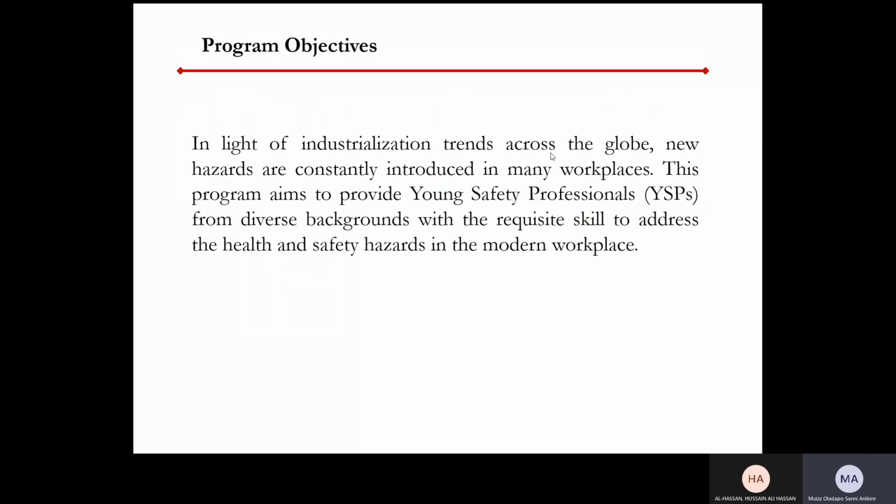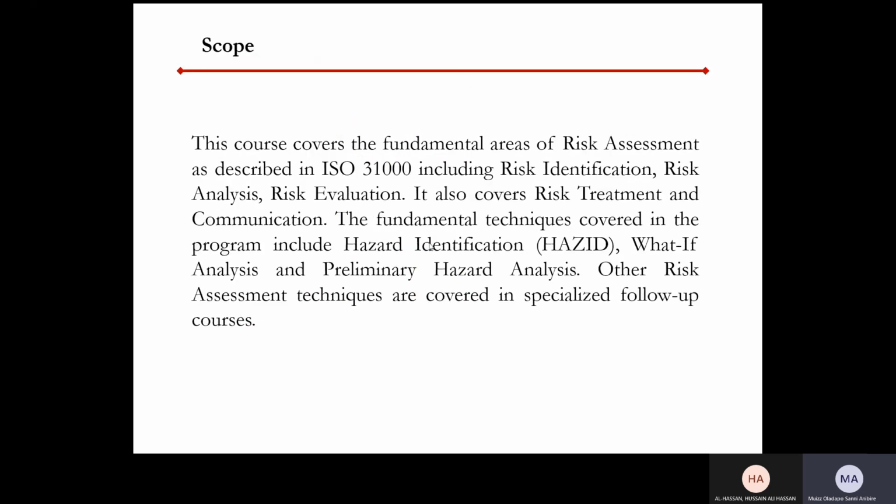So what's this course about? Basically, you can see that we have a lot of industrialization across the globe. Many countries are trying to become industrialized by setting up new industries. And these new industries come with what? New hazards. And some of them, even though they have traditional hazards, not necessarily new hazards, the risk becomes higher because you have more of this happening and more people working in these areas. So basically, we have all this hazardous nature of the industries. And what we need to do now is to train young safety professionals to have the requisite skills, the necessary skills to be able to control and mitigate these hazards in the workplace. So basically, this is the essence of this entire course.